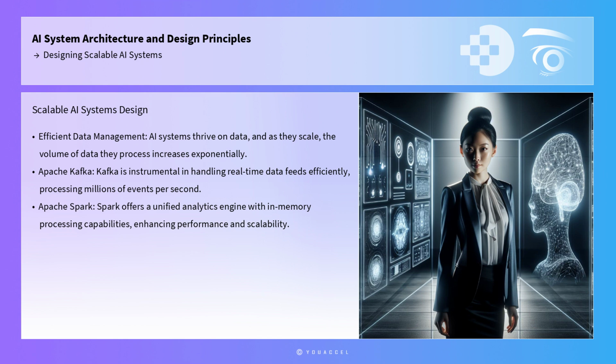Another critical aspect of designing scalable AI systems is efficient data management. AI systems thrive on data, and as they scale, the volume of data they process increases exponentially. Apache Kafka, a distributed event streaming platform, is instrumental in handling real-time data feeds efficiently. Kafka's ability to process millions of events per second makes it an excellent choice for scalable AI systems that require real-time data processing and analytics.